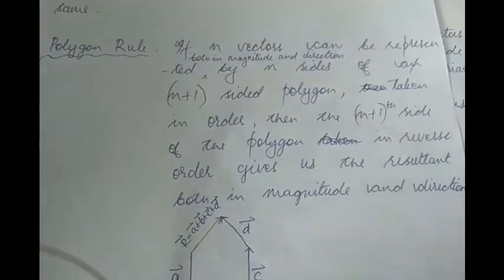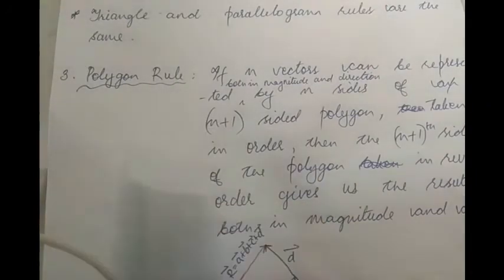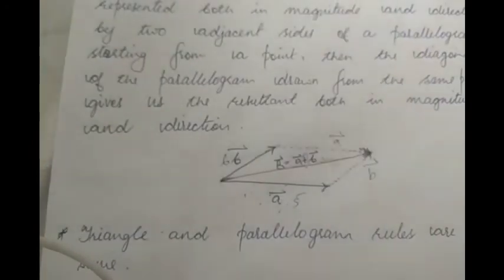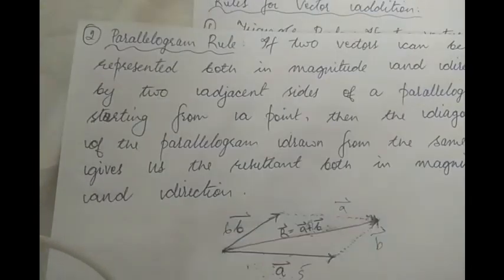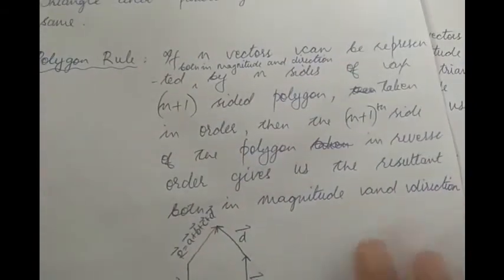Okay, the final rule that we have is something called the polygon rule. This is not very important. If you actually know the triangle and parallelogram rules, which are actually one and the same thing, then it's more than enough to solve any of the problems that we get to see in vectors. Knowing these two rules, parallelogram and triangle, is sufficient. But still, we have a third rule, the polygon rule. You might get to write the statement for this, so let me explain this also.